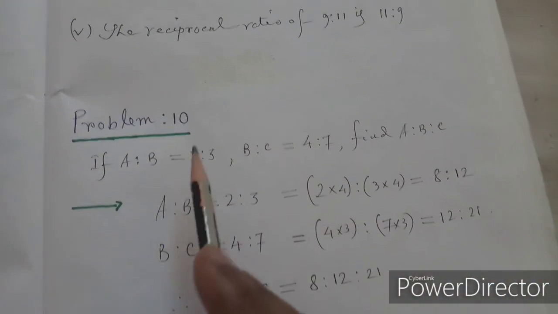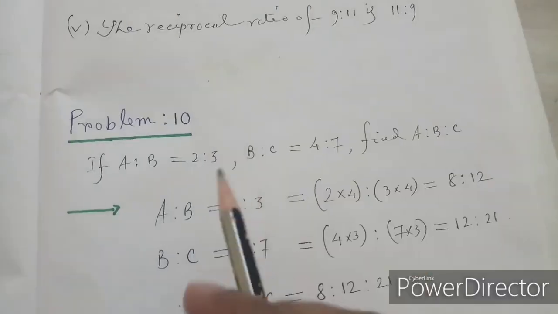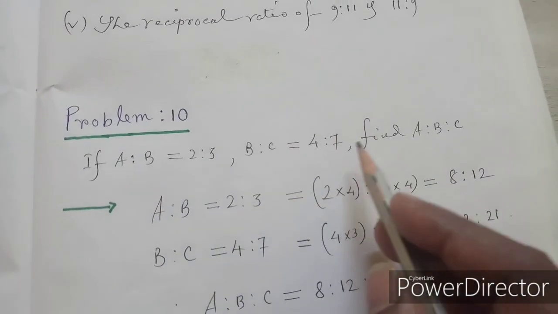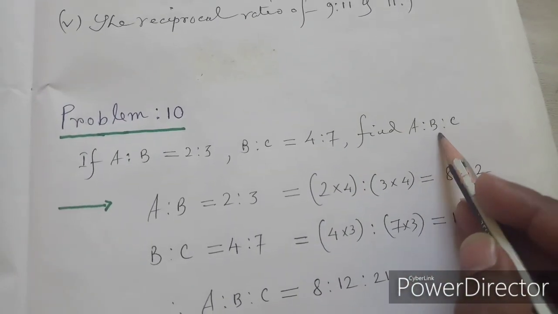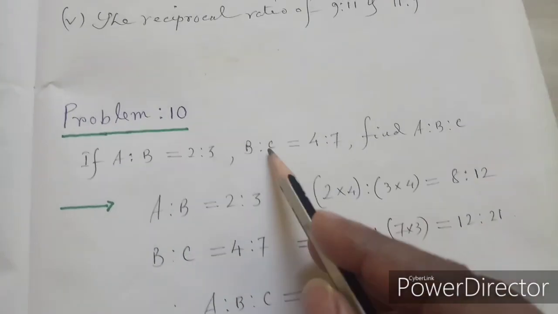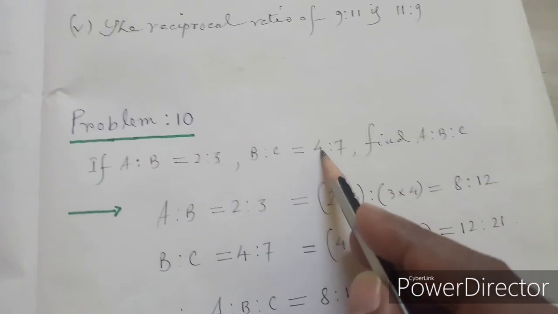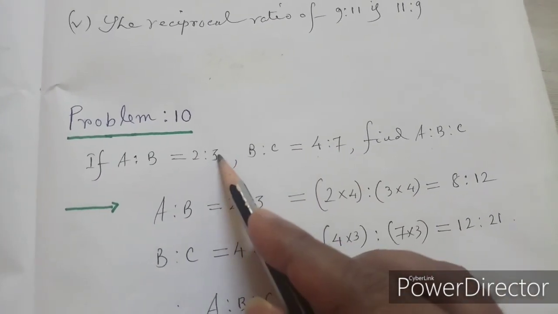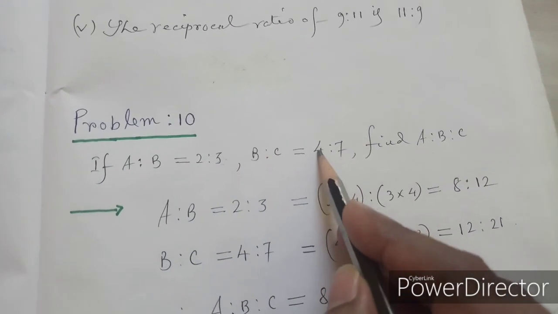And problem number 10, a vital problem. If A is to B equals 2 is to 3 and B is to C equals 4 is to 7, find A is to B is to C. Look at that. This one is A, this is B, so this is 3. And this is B, so this is 4. So we have to make these two B values equal. So how to make it? Multiply this 3 with 4 and multiply this 4 with 3.